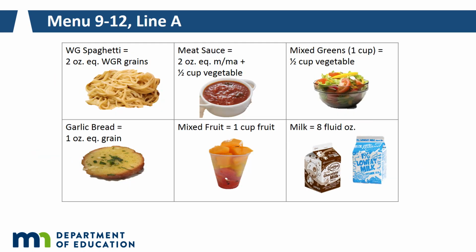Now let's look at a menu for grades 9 through 12. This menu offers 2 ounces equivalent of grain with spaghetti, 2 ounces of meat and a 1/2 cup of vegetable with meat sauce, a mixed green salad which offers a 1/2 cup of vegetable because dark leafy greens only credit as 1/2 of the serving size, 1 ounce equivalent of grain with garlic bread, 1 cup of mixed fruit, and 8 ounces of milk. Is this a reimbursable menu? Yes, it offers all 5 components in at least the minimum required serving sizes.